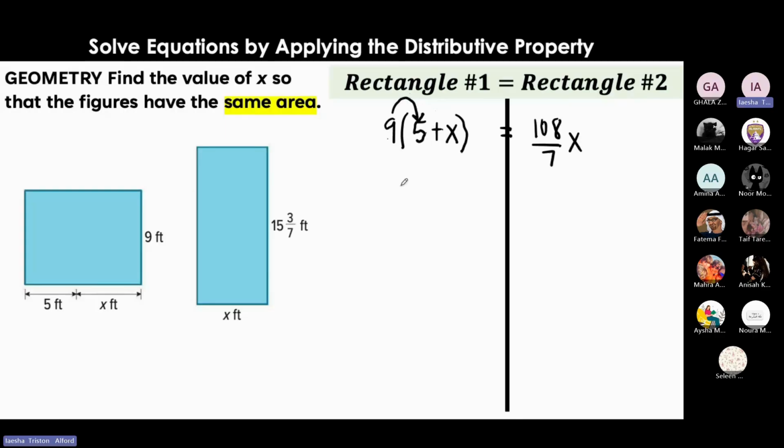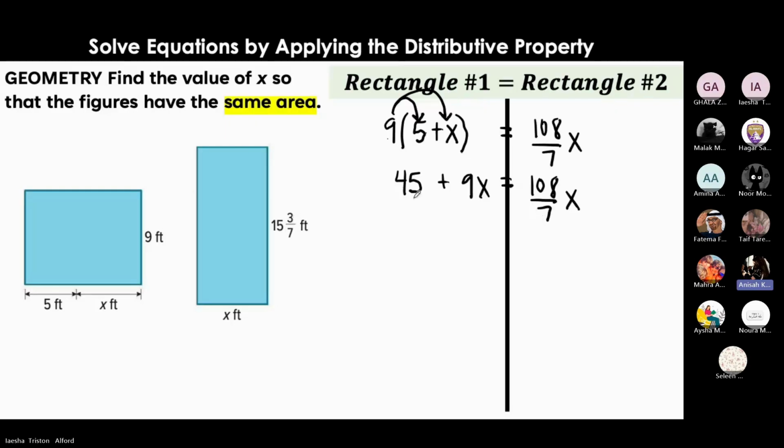9 times 5, positive 45. 9 times x, positive 9x. The equal, keep it down. The 108 over 7x, keep it down. Okay? Yes.